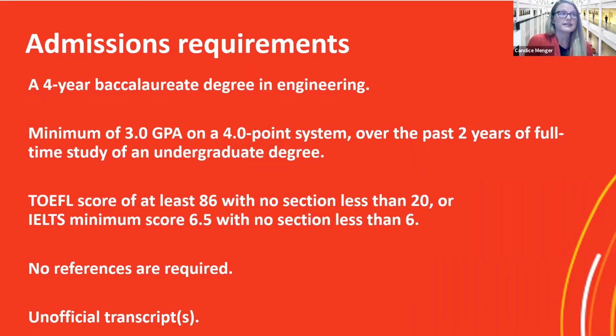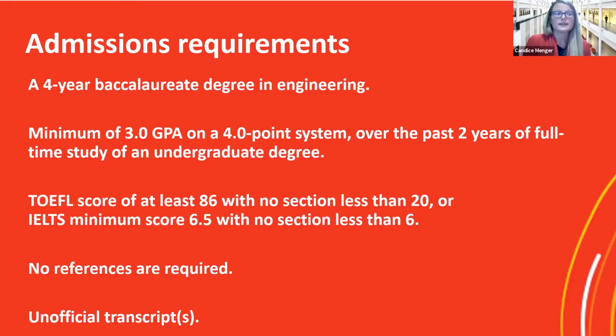The second piece is that we need a minimum GPA of 3.0, on a 4.0 system. How that gets calculated is over the past 2 years of full-time study of the undergraduate degree. If you studied abroad and were at an institution where the instruction wasn't in English, then there would be some ELP requirements you would have to look at. For TOEFL, we're looking for a score of at least 86, and for IELTS, a minimum score of 6.5. So that's important if you did study abroad.